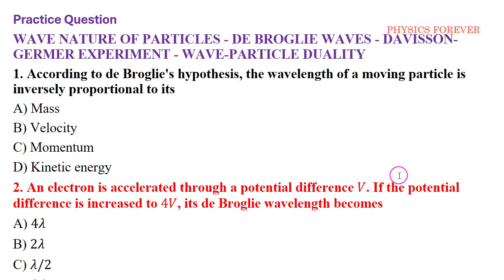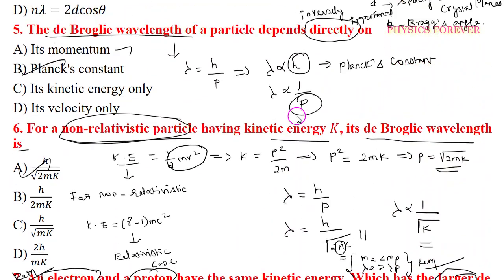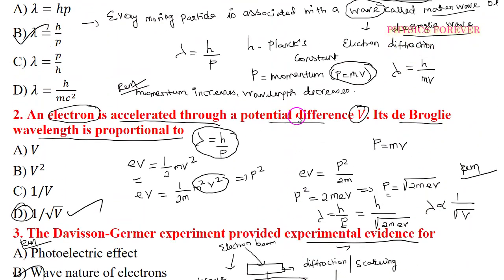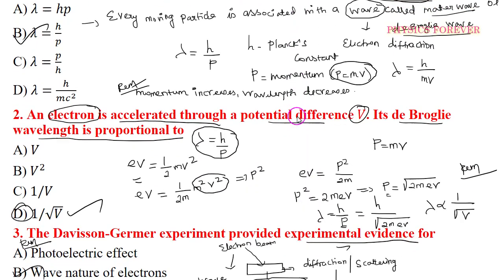Yesterday we discussed quantum mechanics, the wave nature of particles, the de Broglie wave, the Davisson-Germer experiment and wave-particle duality. We discussed some of the important questions in yesterday's class. Based on this, we have to give some practice questions.